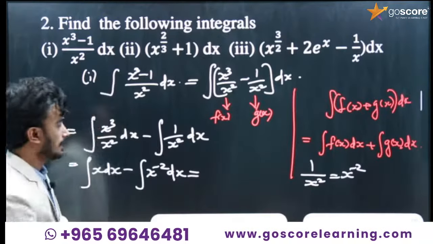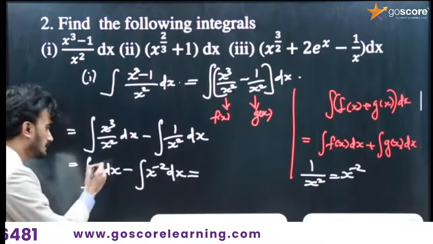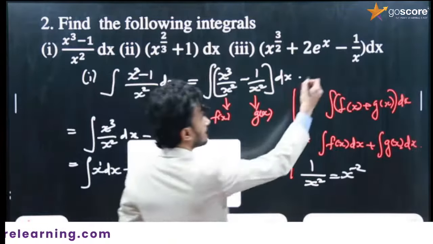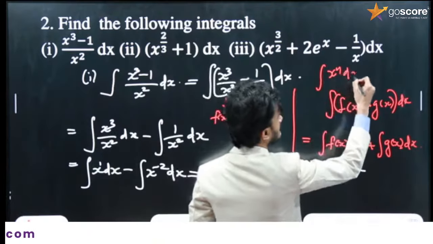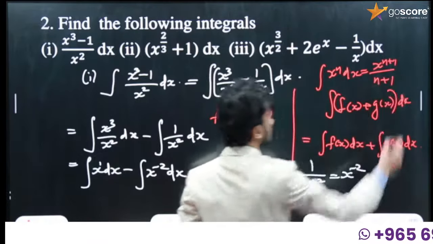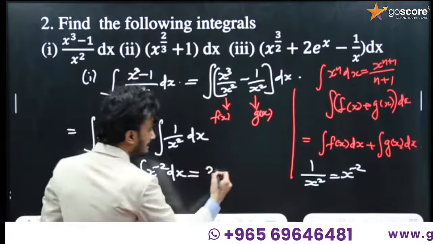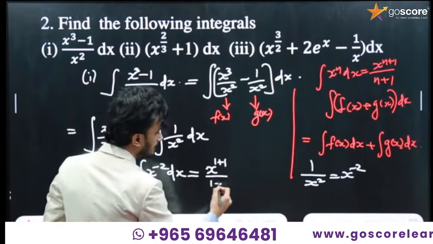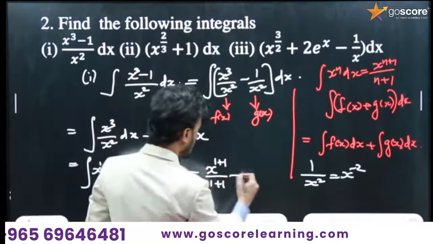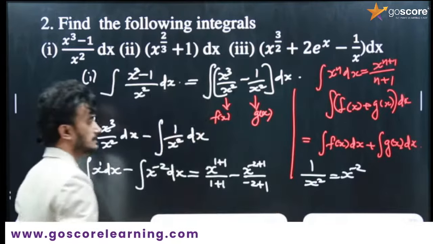Then we will apply which concept? Here you can see this one is x raised to 1 and this one is x raised to minus 2. So integral of x raised to n dx is equal to x raised to n plus 1 divided by n plus 1. So it is equal to x raised to 1 plus 1 divided by 1 plus 1 minus x raised to minus 2 plus 1 divided by minus 2 plus 1.